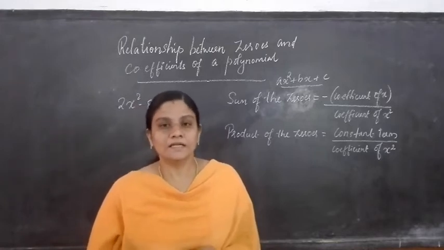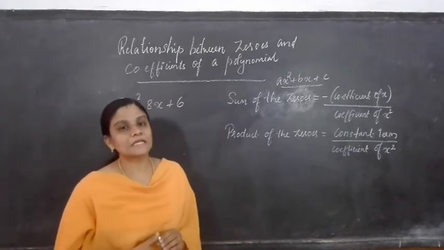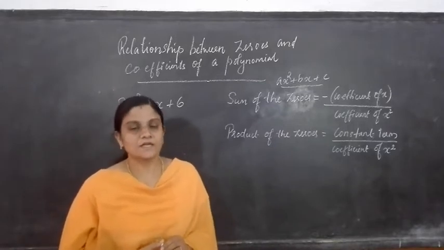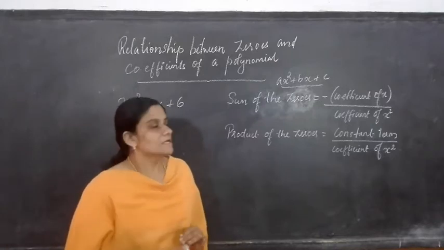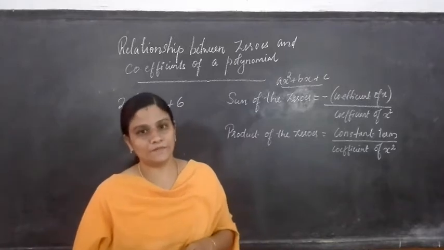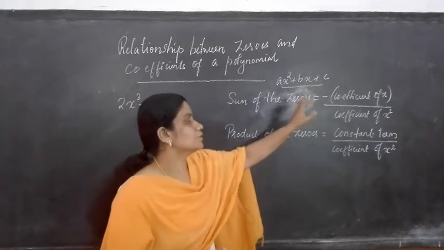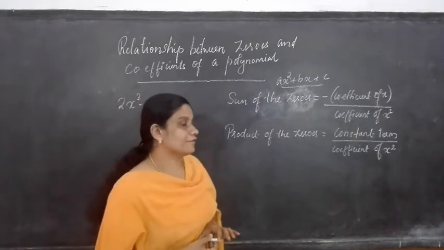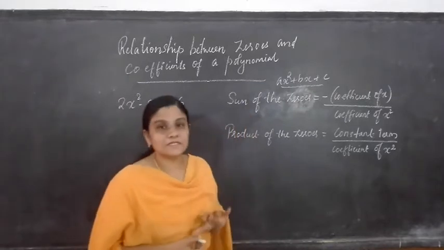Now, today we are going to learn what is the relationship between the zeros and the coefficients of the polynomial. First of all, we will learn for a quadratic polynomial. So, these are the relationships between the zeros and coefficients of the polynomial. Sum of the zeros is equal to minus of coefficient of x divided by coefficient of x square.